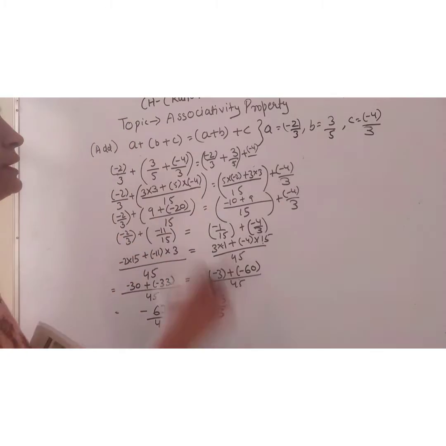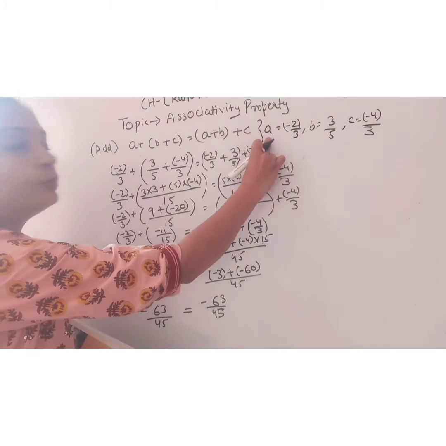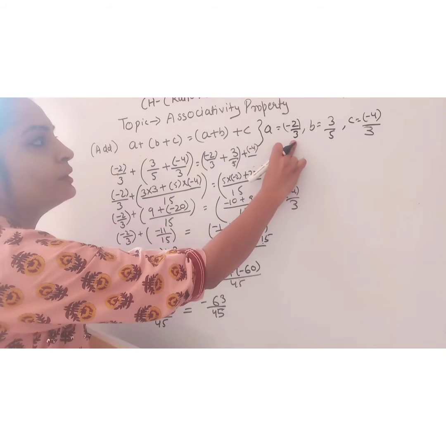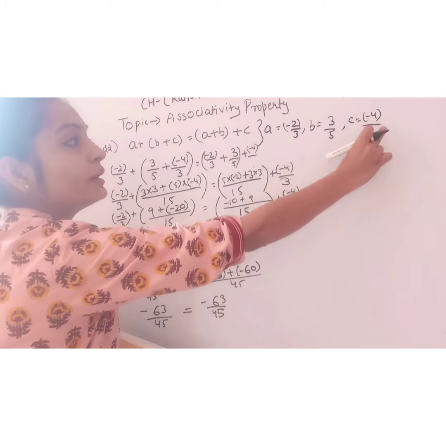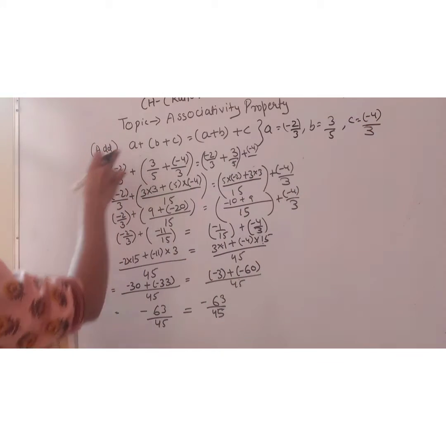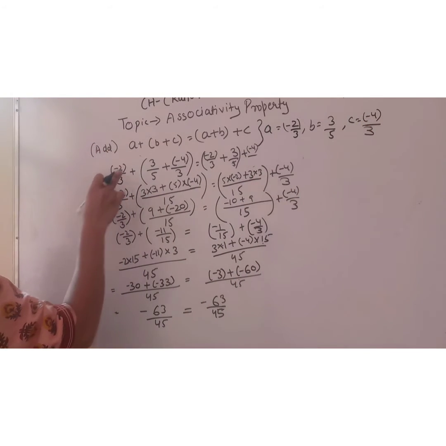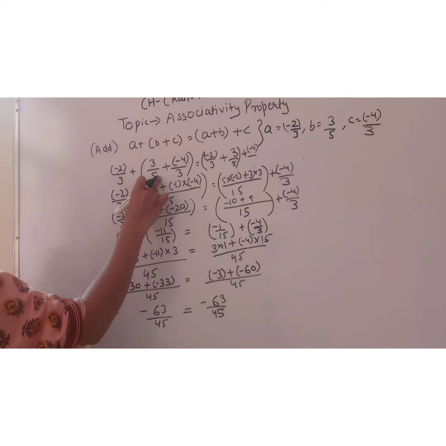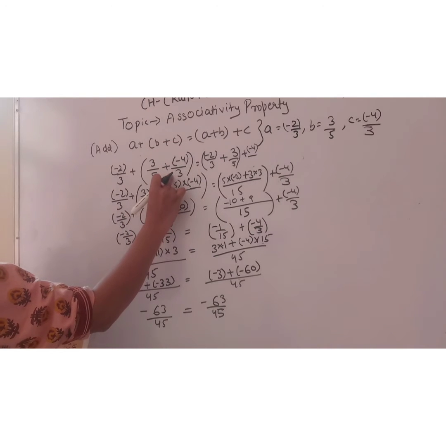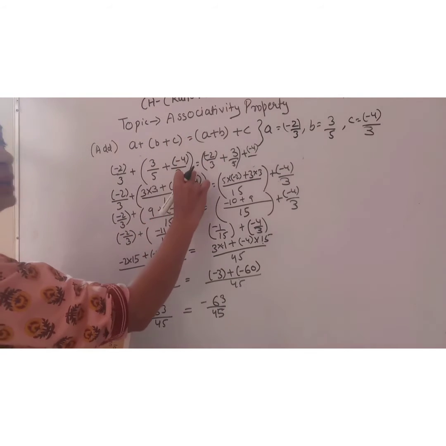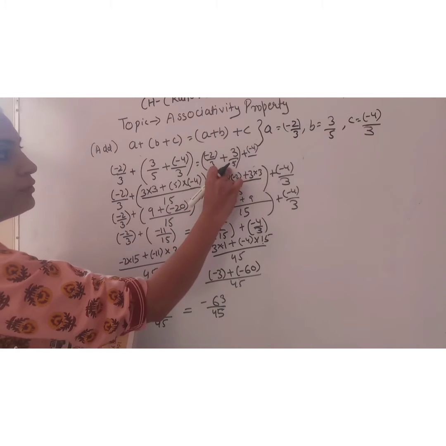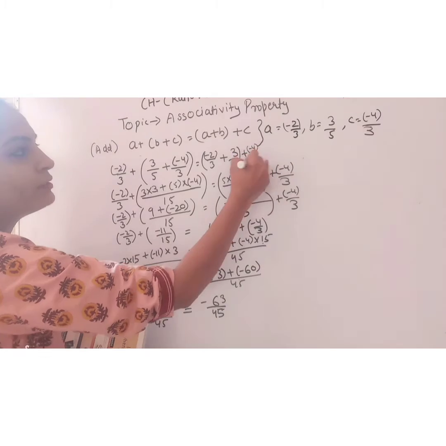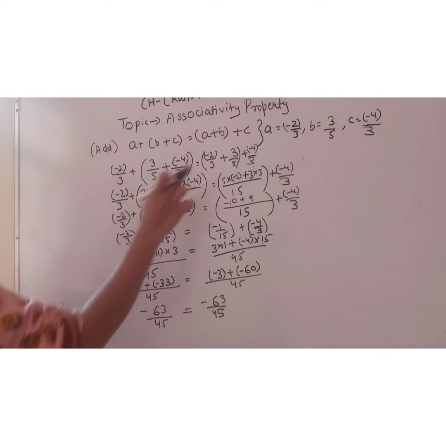Okay students, for addition, suppose I take the values A equals minus 2 by 3, B equals 3 by 5, and C equals minus 4 by 3. I write A as minus 2 by 3, plus B as 3 by 5, plus C as minus 4 by 3, which will be equal to (A + B), that is (minus 2 by 3 plus 3 by 5), plus minus 4 by 3.